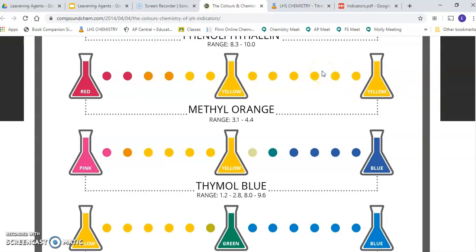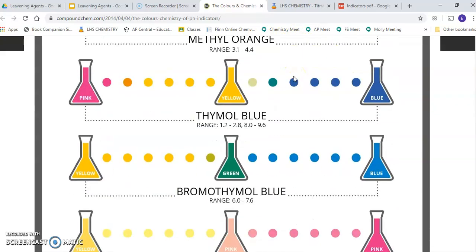So we'll go back to our example again. If I would take something that has a pH of 3 and I would put methyl orange in it, it would actually be orange in its color. If I took my thing that's a pH of 9 and I would go back here, the pH of 9 or 10 would be a yellow color.